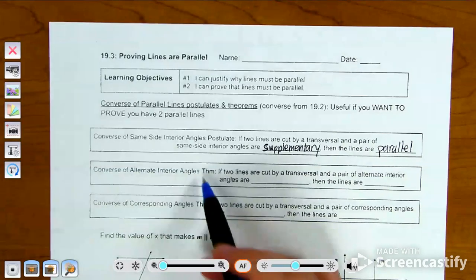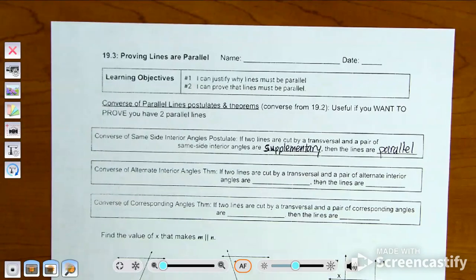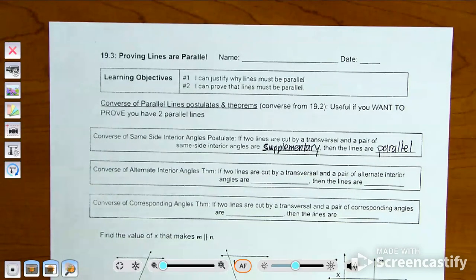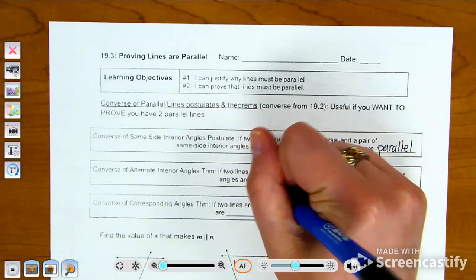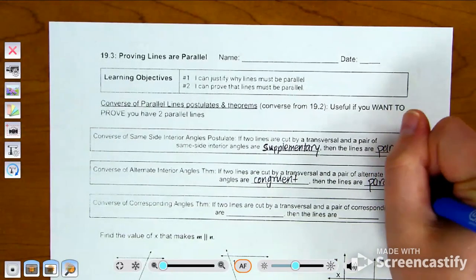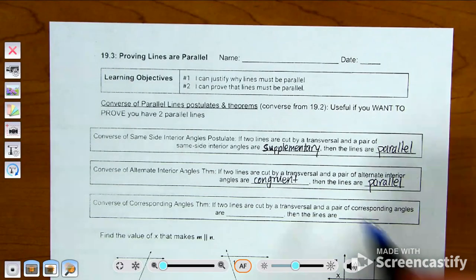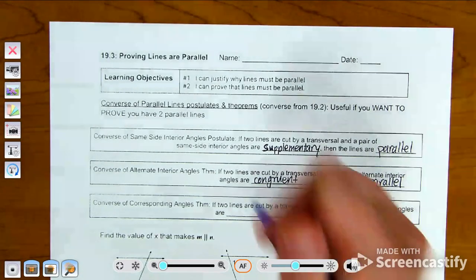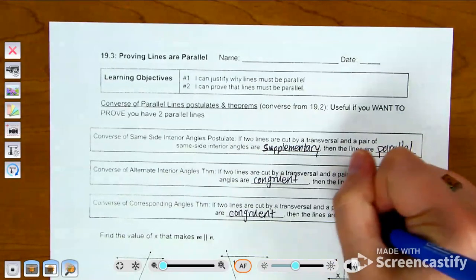And for these other two converses, we're going to reverse the sentences in the same way. So rather than starting out knowing that lines are parallel, that's what we're going to try to figure out as a result. If we have two lines cut by a transversal and a pair of alternate interior angles are congruent, then we know the lines have to be parallel. And the same idea: if we have two lines cut by a transversal and a pair of corresponding angles are congruent, then again, we know the lines are parallel.